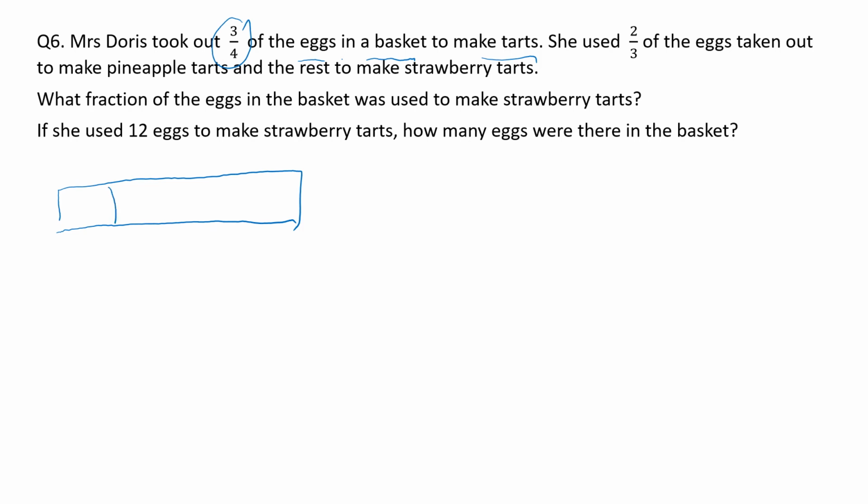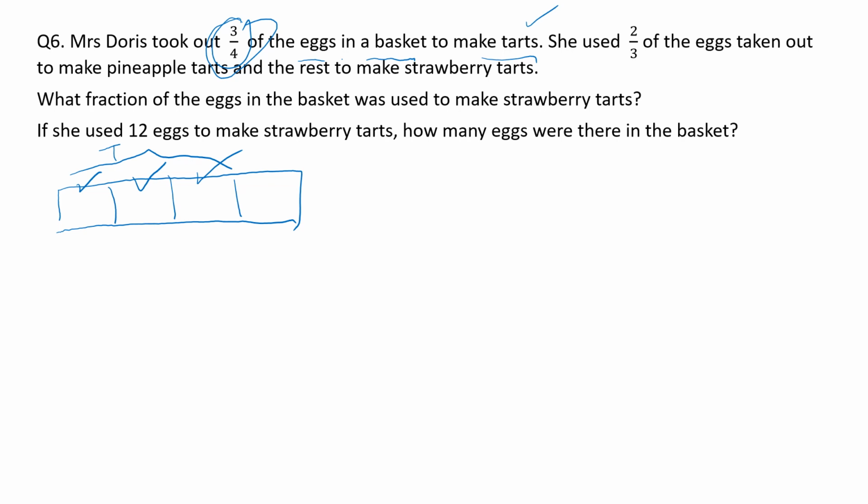So I will draw 1, 2, 3, 4. There are 4 equal pieces or 4 units. Out of the 4 units, Mrs. Doris took out 3. So she took out 1, 2, 3 based on this question. Okay, so first sentence is done. They use it to make tarts. So here I put a T here. Alright, then next it was mentioned she took out 3 out of 4 eggs in a basket to make tarts.